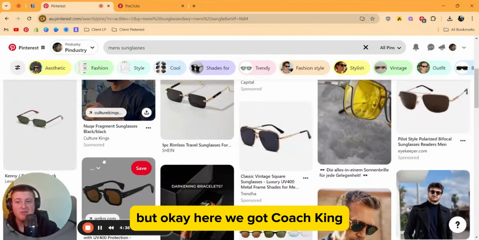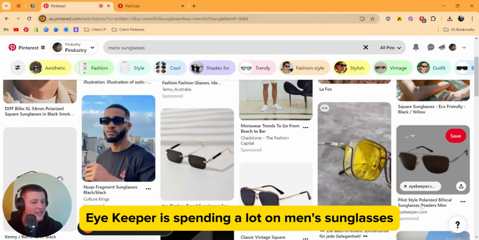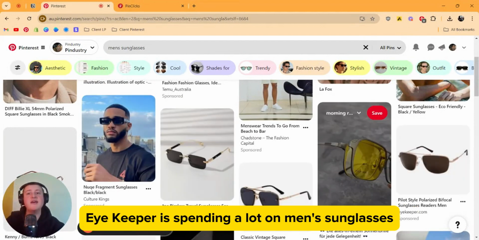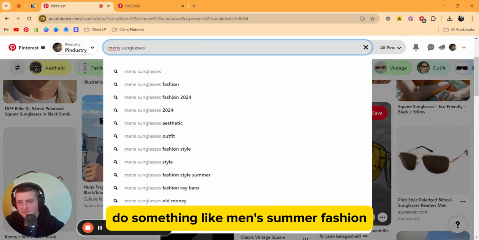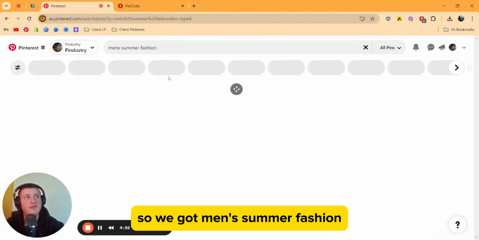But okay, here we've got Culture King. So we know they're spending a fair chunk on these amount here. We can also see Eyekeeper is spending a lot on men's sunglasses. Let's change this into something like men's summer fashion and see if we can find any similarities there. So we'll go men's summer fashion.